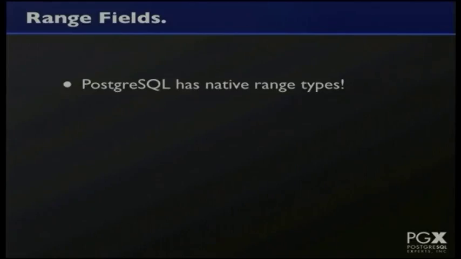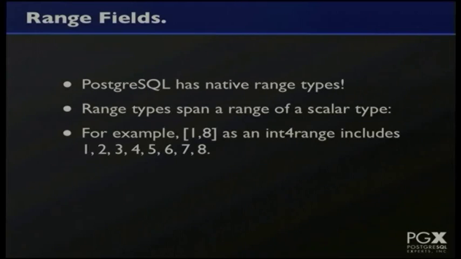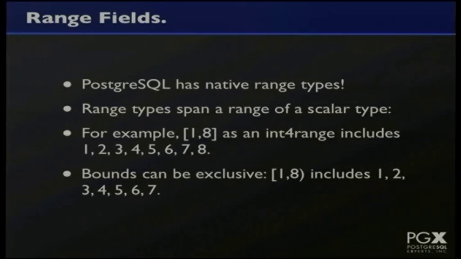Range fields. So Postgres has native range types. They're a relatively new feature in Postgres, but they are so cool. Range types span a range of scalar types. So for example, 1.8 has all those integers in it. Or they can also be exclusive. So the bracket is up to and including, or down to and including. The paren is up to but not including. And the default, if you don't do anything else, is down to and including, but up to and not including.